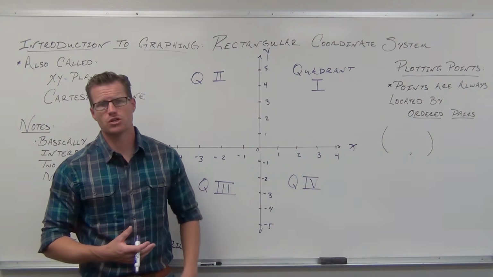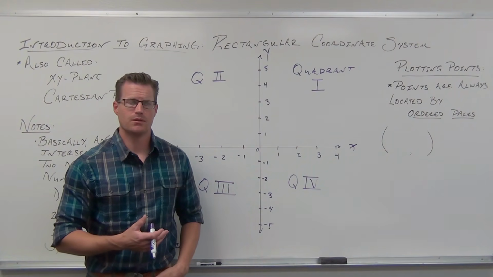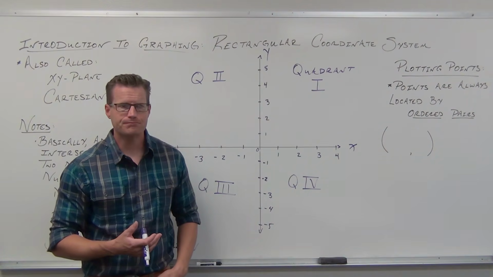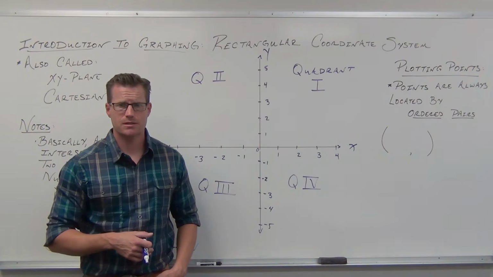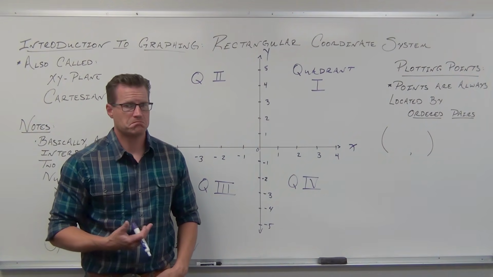So, answer this question. What's the only quadrant that has a negative x value but a positive y value? Negative x but positive y. Quadrant 4?